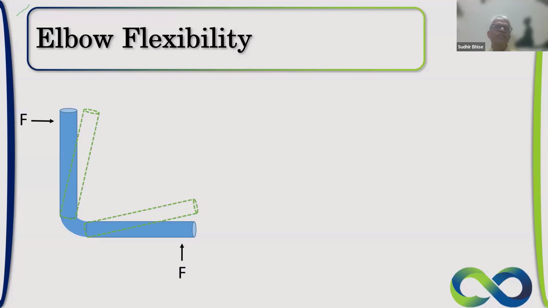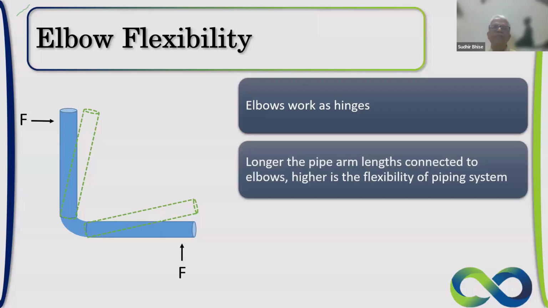So you can see from the next figure that the shape, which was a perfect 90-degree in the design condition, after applying some forces at both the ends, changes its location. And this is possible only because of the elbow, which is installed between the two bends. So what we can conclude is elbows work as hinges.